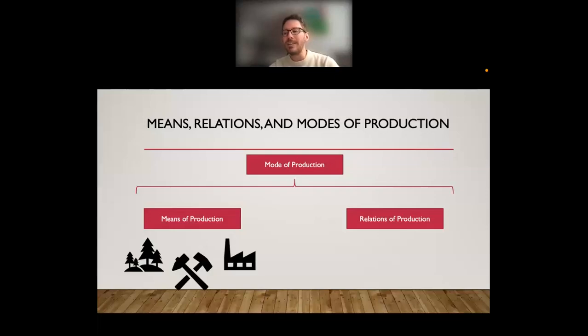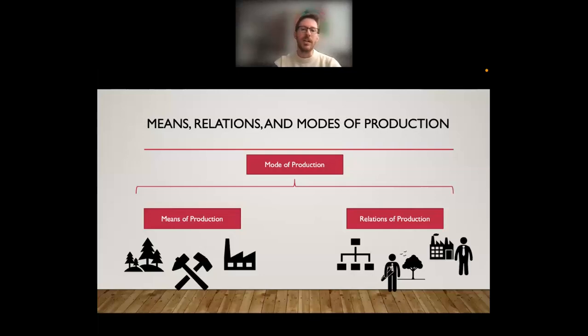Then there are the relations of production. These are the ways in which society is organized according to the means of production, especially in relation to ownership. So who owns the means of production? Who owns the land? Who owns the tools in the factories? The mode of production, thus, is the economic structure by which a society is organized.